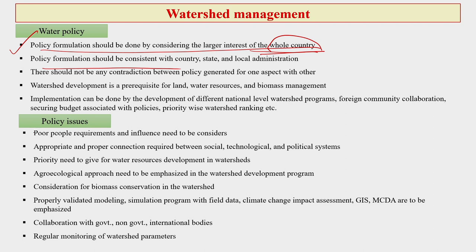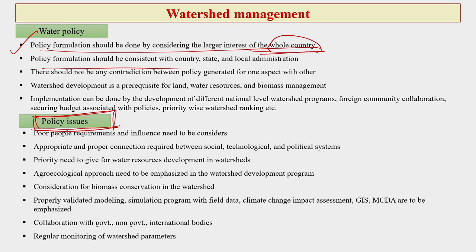So, of course, when we talk about policies related to any sector, there are certain policy issues involved, like the requirements and influences of poor people, which need to be considered, and then appropriate and proper connection is required between social, technological and political systems. We must prioritize water resource development in case of watershed management. An agroecological approach needs to be emphasized in the watershed development program. So policy issues are very important for us to know for watershed management. What are the policy issues that we must consider?